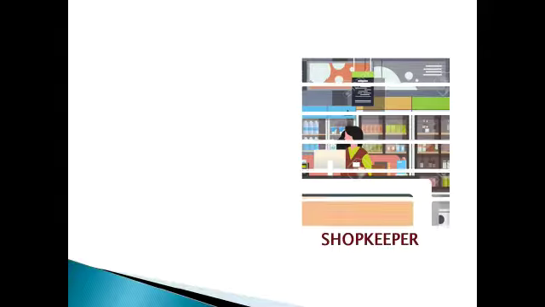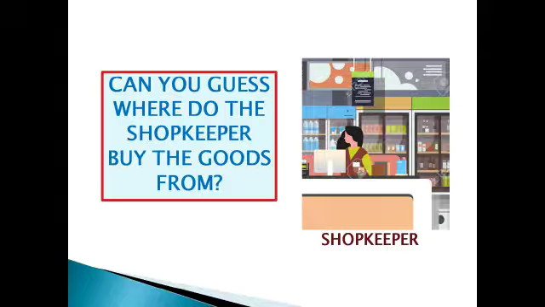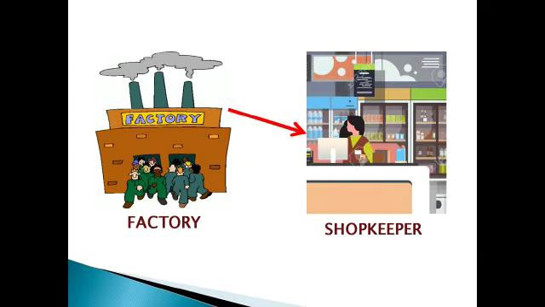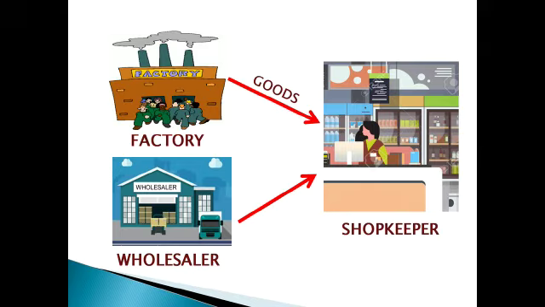Here you can see the image of the shopkeeper. Can you guess where the shopkeeper buys the goods from? Yes, he gets the goods from the factory, or he gets the goods from the wholesaler. So the shopkeeper either gets the goods from the factory or from the wholesaler.